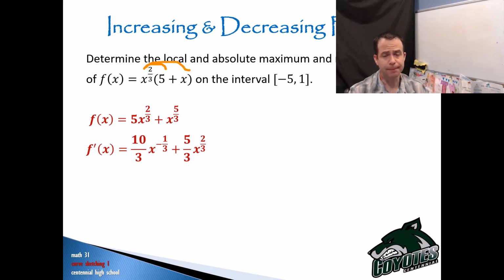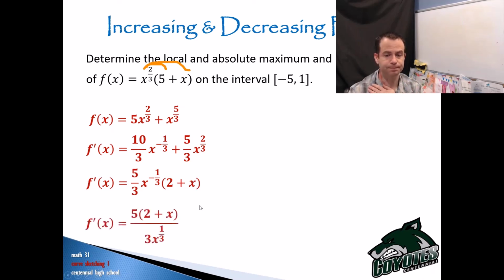Now I want to clean this up, so I want to factor out the x to the -1/3. I can also factor out the 5/3, so I divided both sides by 5/3, and that's going to leave me with 2 plus x in there. That way I can go 5 times (2 plus x) over 3 times the cube root of x, or x to the 1/3. So I'm just going to write this as one nice fraction. There's my derivative. Now, if you had wanted to do the product rule for that, you would have gotten the same answer.